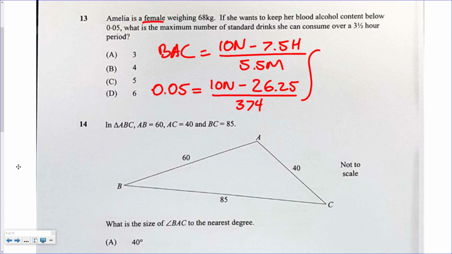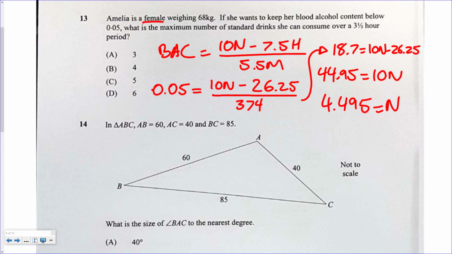From here, I'll continue up here to save space. Ideally, when solving this, we want to get rid of the thing that's furthest away from the N first. So we can either get rid of the 10, the 26.25, or the 374. We'll multiply by 374 first. This gives me 18.7 equals 10N minus 26.25. After that, we add 26.25 on both sides, giving me 44.95 equals 10N. Now I can divide both sides by 10.